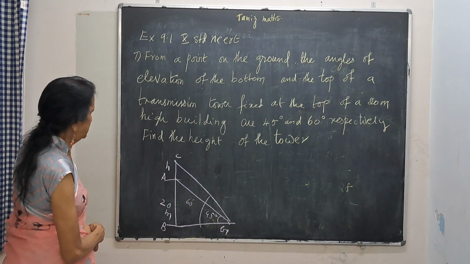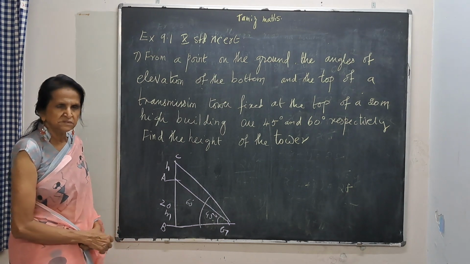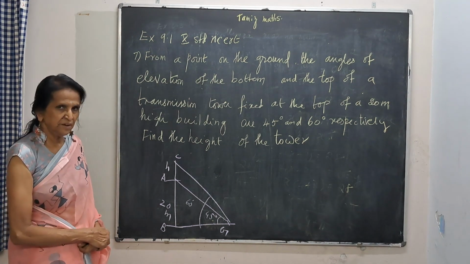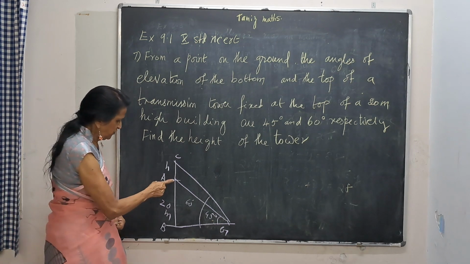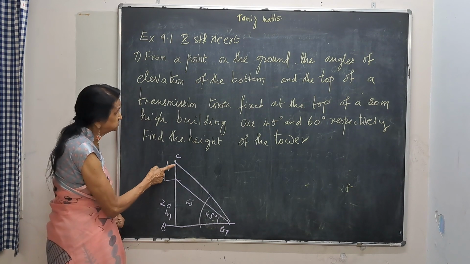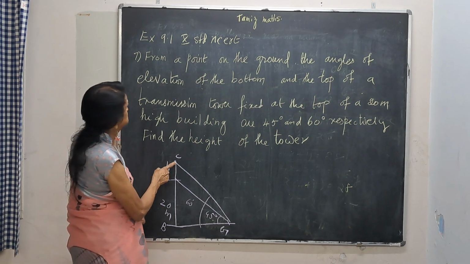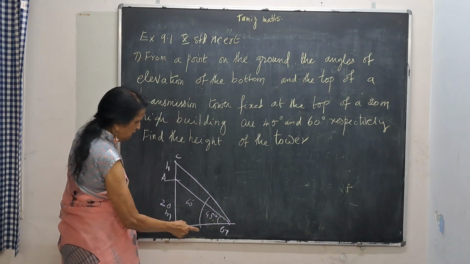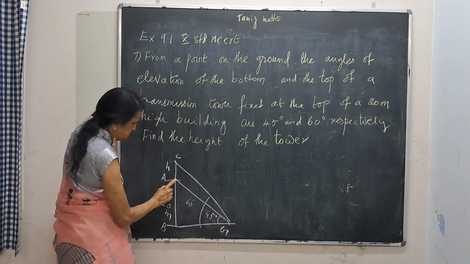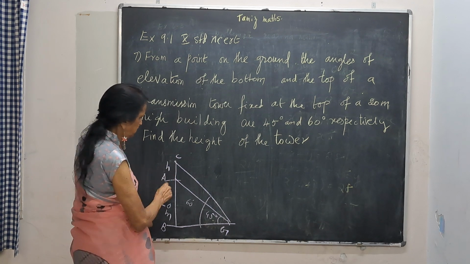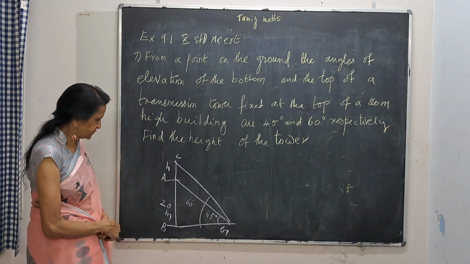You have to find the height of the tower. Such a simple figure we get. So again I repeat it. I have a building which is 20 meters. On that a transmission tower is there, and that is H. We don't know the height of that. And from a point on the ground, I see the bottom and I see the top. The bottom angle of elevation is 45 and the top is 60.